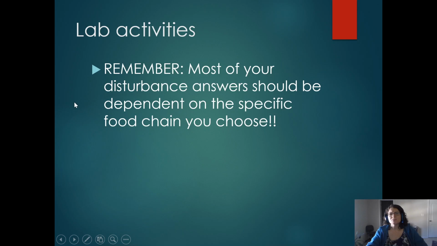And then most of your disturbance answers should be dependent on the specific food chain you choose. Note, do not choose the one that I just created, and also don't choose the one that they used as an example in the assignment. Try to choose your own. There's lots of directions you can go. I want you guys to work it out on your own and figure out which ones are related to which.